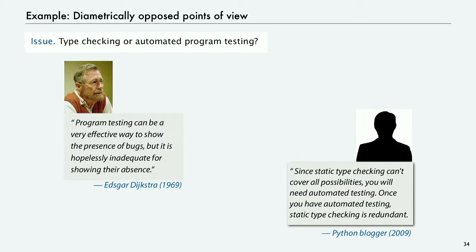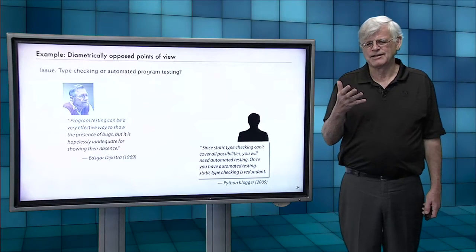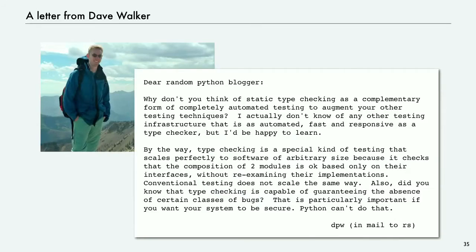By contrast, there's plenty of people out there nowadays, and you can find them all over the web. Here's a typical example. Since static type checking can't cover all possibilities, you will need automated testing. Once you have automated testing, static type checking is redundant. When I saw that quote, I showed it to my colleague, Dave Walker, who's a world expert in this field. And here's the response that he wrote. Dear Random Python blogger, why don't you think of static type checking as a complementary form of completely automated testing to augment your other testing techniques? I actually don't know of any other testing infrastructure that is as automated, fast, and responsive as a type checker, but I'd be happy to learn.